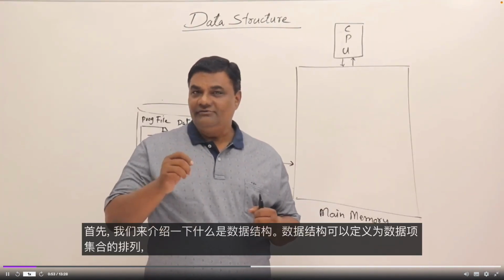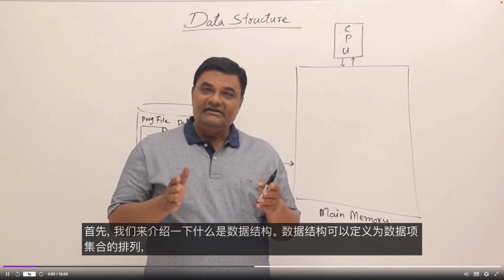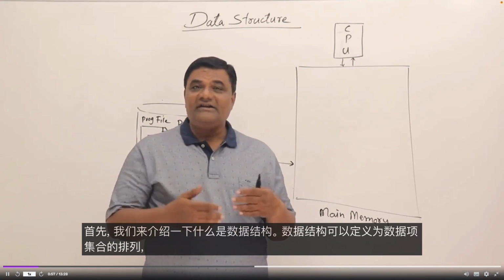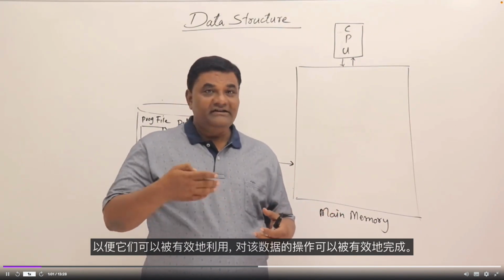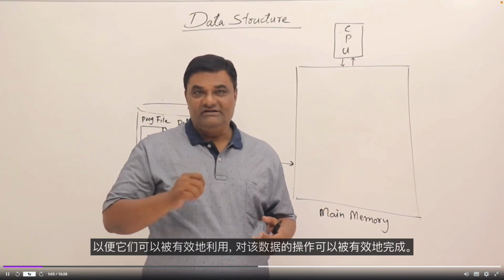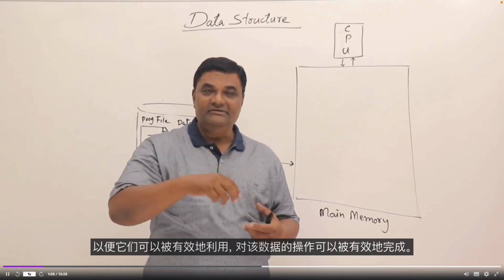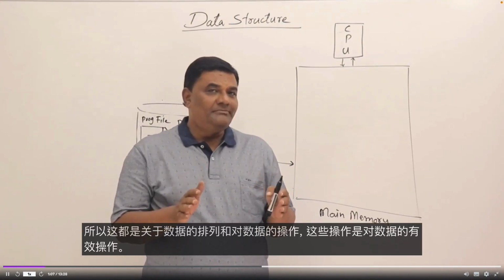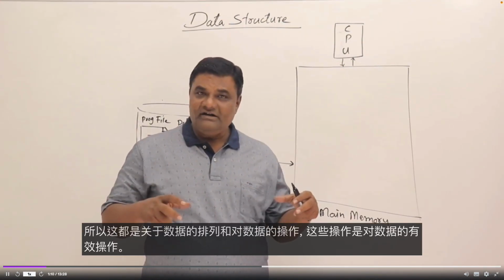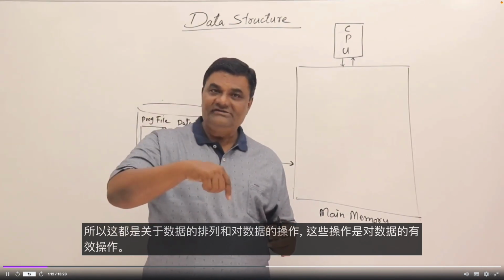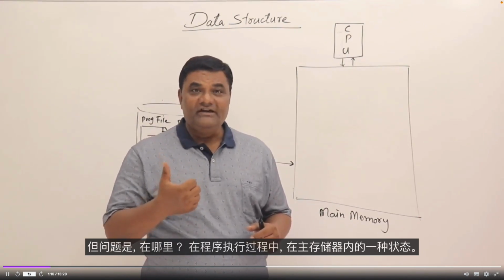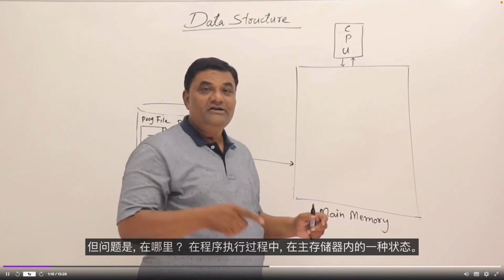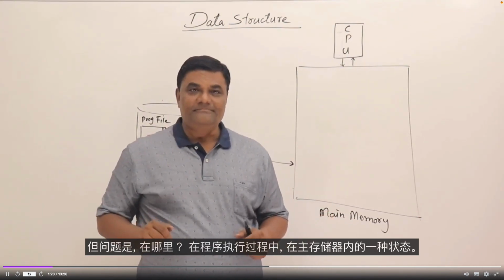First of all, let me introduce what is data structure. Data structure can be defined as arrangement of a collection of data items so that they can be utilized efficiently. Operations on that data can be done efficiently. So it's all about the arrangement of data and the efficient operations on the data. But the question is where? Inside the main memory during the execution of a program.